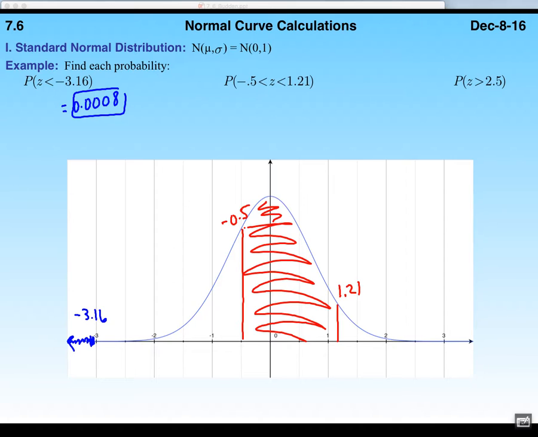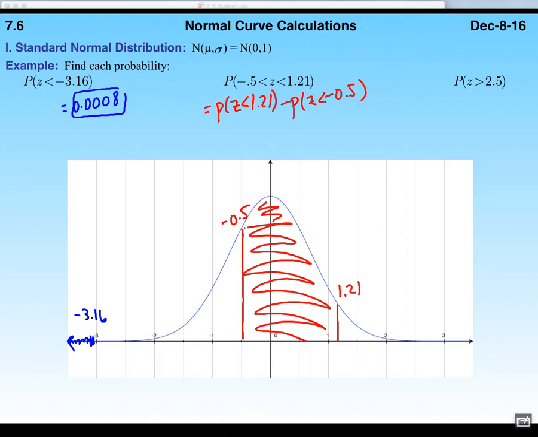Okay, so the z table only does below a specific value. So you can't look up between negative 0.5 and 1.21 so easily. Instead, you're going to have to calculate the probability that z is less than 1.21. So that would give us all of this. And then you're going to subtract the probability that z is less than negative 0.5. So I'm calculating this and then subtracting the white tail, which will leave me with the red part.